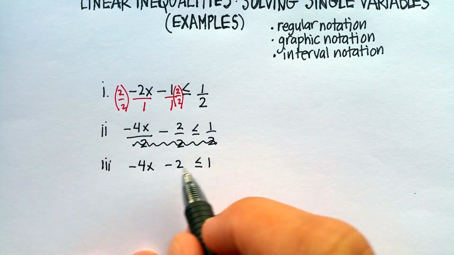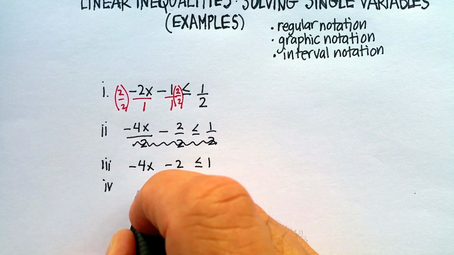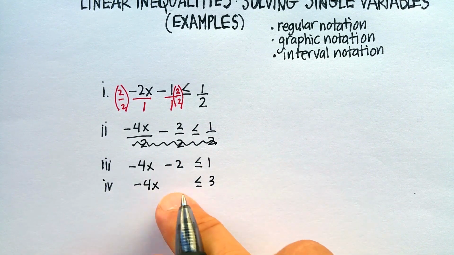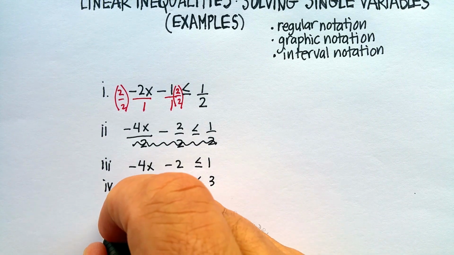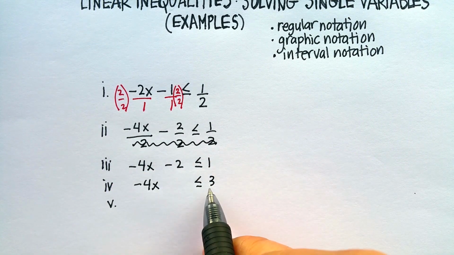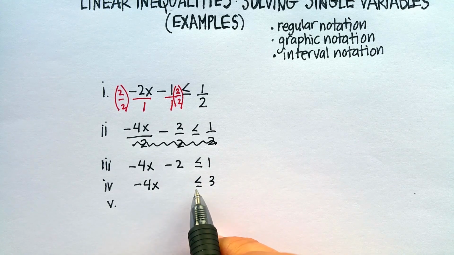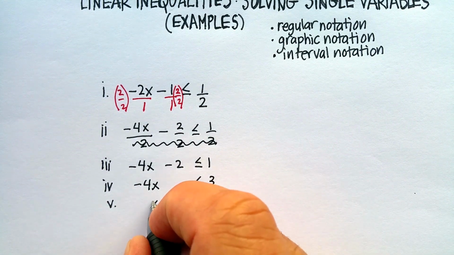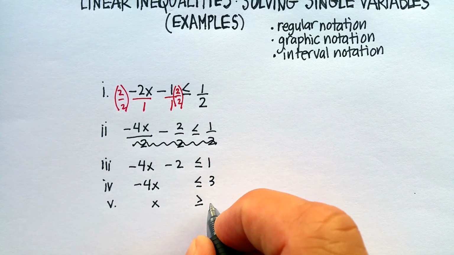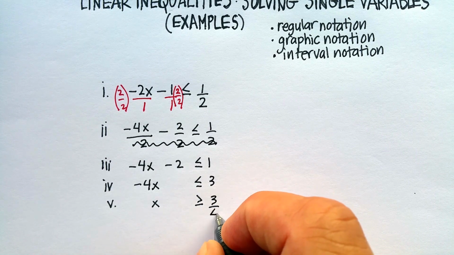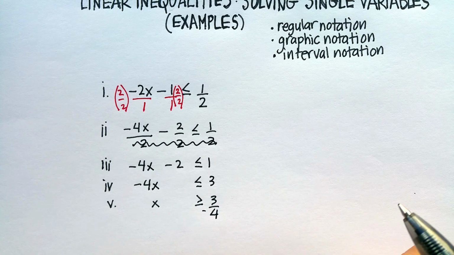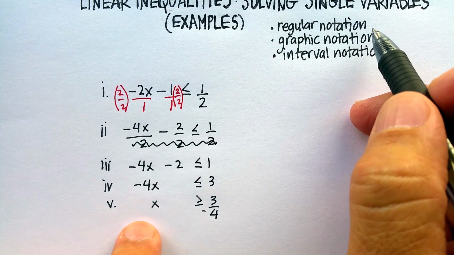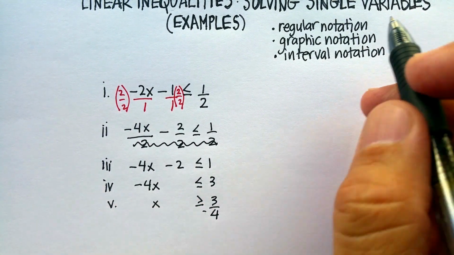The next thing I'm going to do is add 2 to both sides. Let me just go ahead and do that. I get a negative 4x is less than or equal to 3, and I'm going to divide by the negative 4, and remember that when you divide an inequality by a negative number, you have to flip the direction of the inequality itself. So now I'm going to get x is greater than or equal to 3 over negative 4, or just a negative 3/4. Okay, so now that would be what I would call regular notation. It's just x is greater than or equal to negative 3/4.